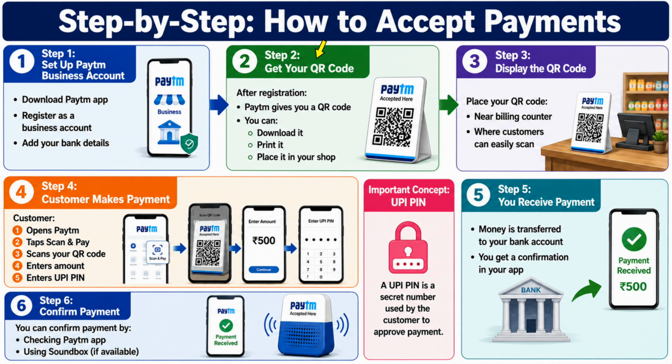Step 2. Get your QR code. After registration, Paytm provides a QR code. You can download the QR code, print the QR code, and place the QR code in your shop. Choose the option that works best for your business.